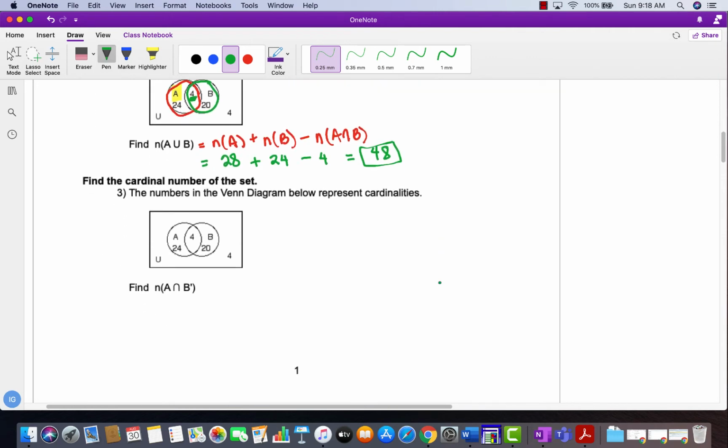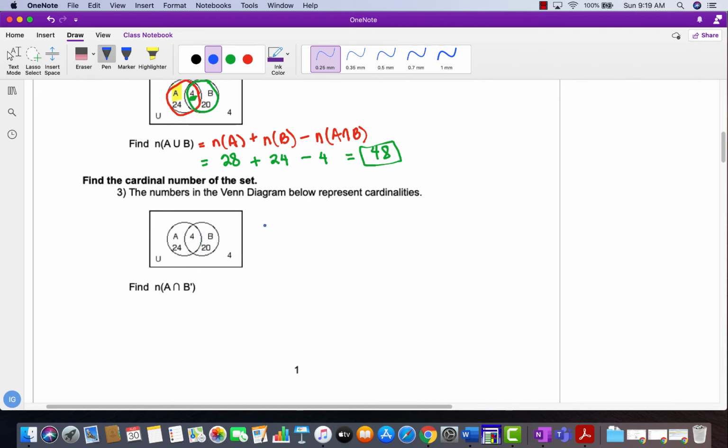All right, example 3. We still have to find the cardinal number of the set. Once again, they give you the picture, and if you notice, it's exactly the same Venn diagram. Now, the question is a little different in this case. Now it is asking you for the number of elements in the intersection of A and B complement. So B prime, remember the little 1? It's not an exponent. It means it's a complement. And the complement is everything outside of B, basically. Okay? Everything outside of B.